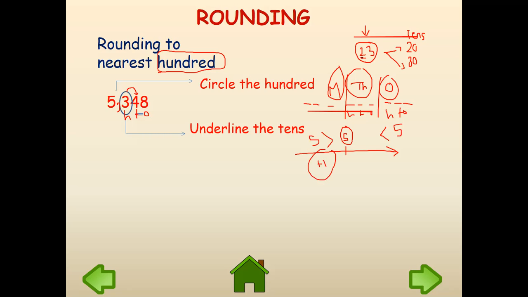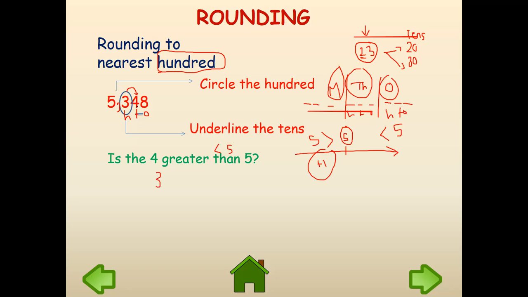So I said it before, it will stay 20 or it becomes 30, according to the next digit. If it's less than 5, I keep it 20. If it's 5 or more than 5, I add 1, so it will be 30. And here the same. 4, is it greater or less than 5? It's less than 5. So I will keep the 100 digit the same. So 3, I will keep it the same, because 4 is less than 5.